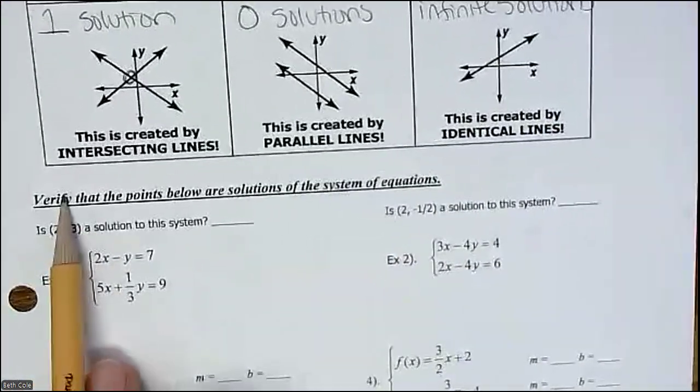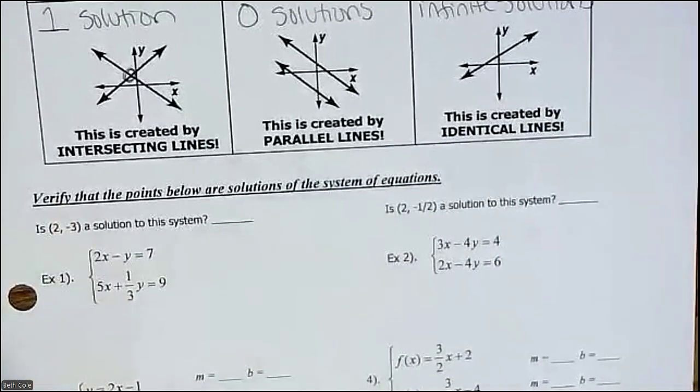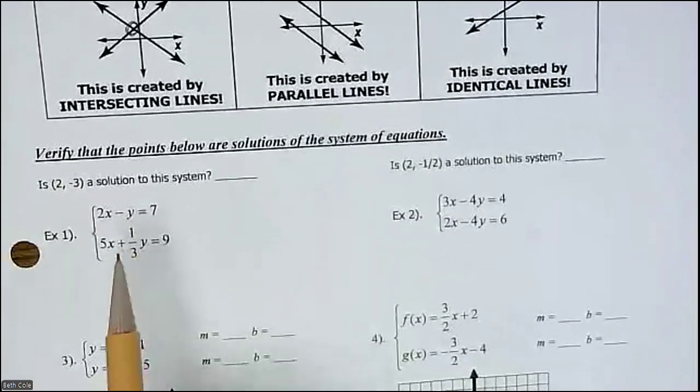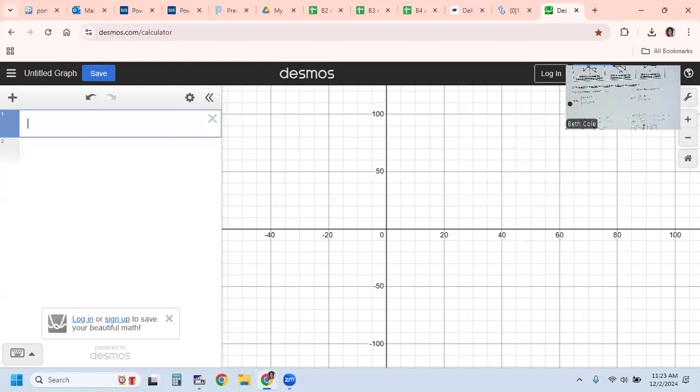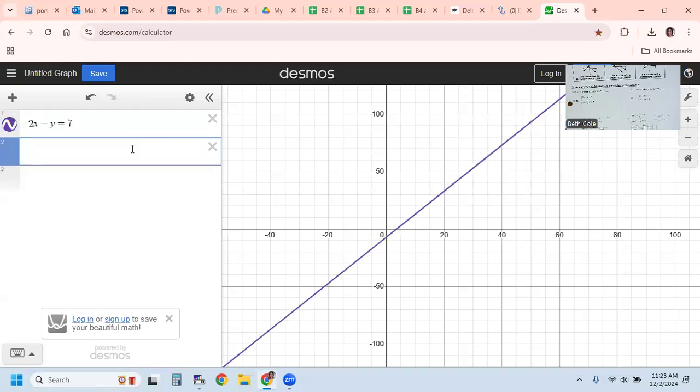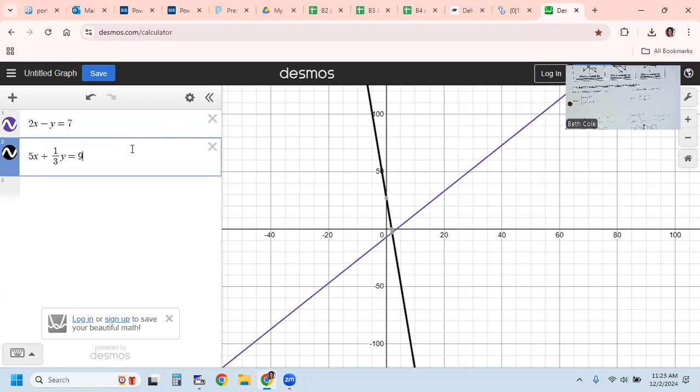All right, so verify, that means check if it's true or not, that the points below are solutions for the system of equations. Is 2, -3 a solution? This is super easy. Can you guys just watch? I'm going to go to the Desmos and type in that first equation, 2x minus y equals 7. You see how I did that there? Line showed up. What's the other one? 5x plus 1/3 y equals 9. Do you see how I just typed it exactly like it looks?